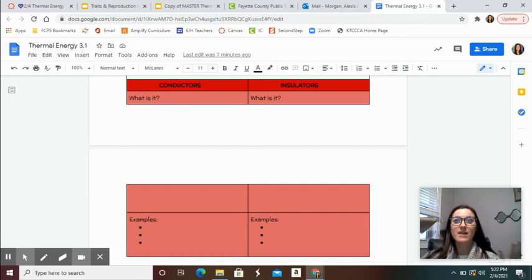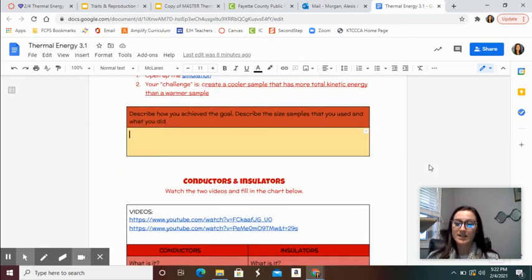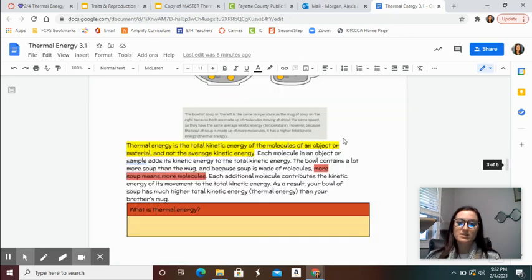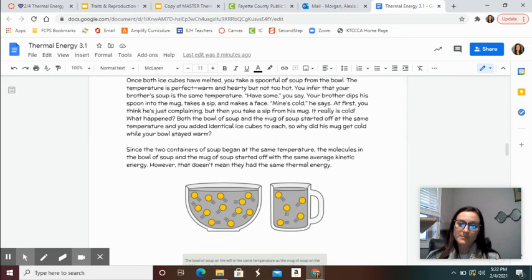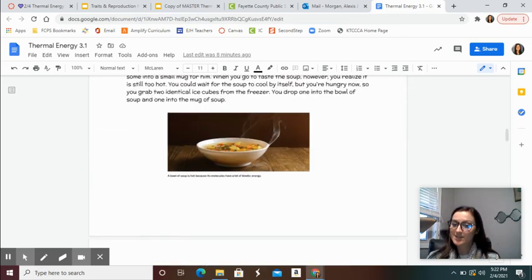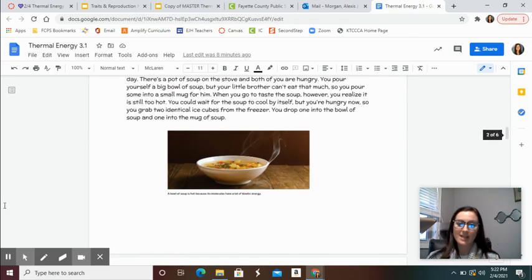Example being, in our walls we have insulation in our houses, and that's to keep the heat trapped in so it's not escaping to outside. Same thing, it keeps the cool in the air conditioning. So watch those videos on your own and turn this in when you are finished. And that's that.